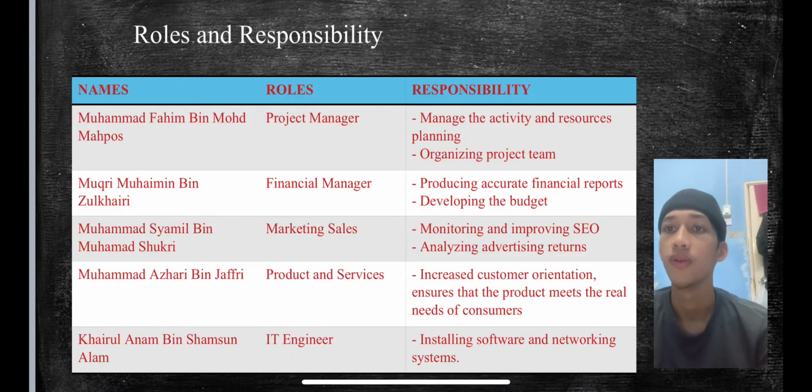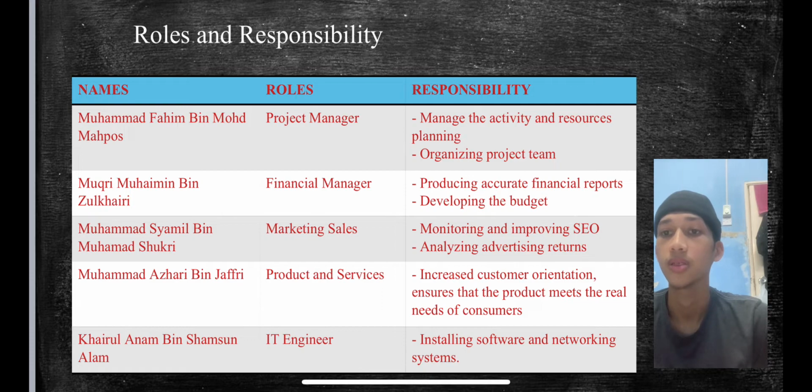efficiency. For roles and responsibility, the first one, Muhammad Fahim bin Mahfuz as a project manager. He will be managing the activity and resource planning and organizing the project team. Number two, Mukrim Hamim Zulghairi, financial manager. His responsibility is producing accurate financial reports and developing the budget. Number three, Muhammad Shamil bin Muhammad Shukri as marketing sales. He will be monitoring and improving SEO and analyzing advertising returns.